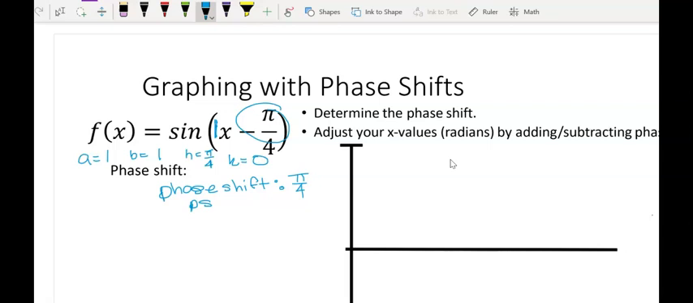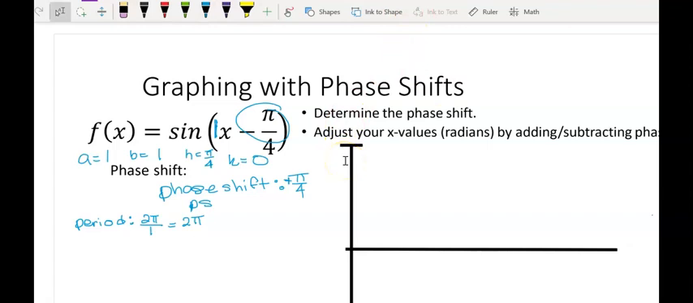So I have my equation right here. I have my phase shift, which is pi over 4, and I'm moving to the right, so it's positive pi over 4. And then my period is always going to be 2 pi divided by whatever your b value is. So I have 2 pi divided by b, which here is 1. So I didn't change my period at all. It's still just 2 pi. And that tells me how long the graph is going to go before it starts to repeat itself.